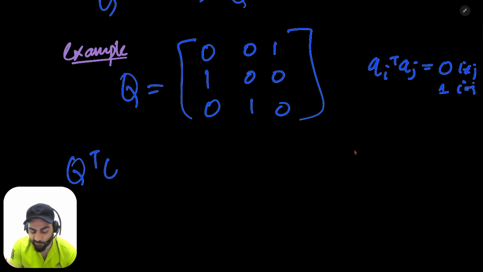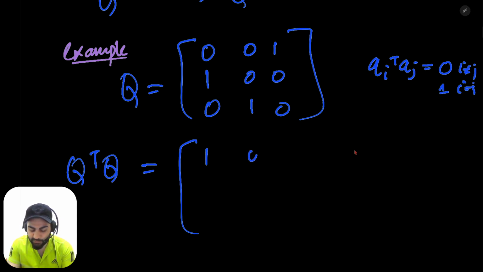So Q transpose Q, if you see, will be the identity. Just multiply it: take the transpose of this matrix, and I think it will be 1 0 0, 0 1 0, 0 0 1. This should be the answer for this.